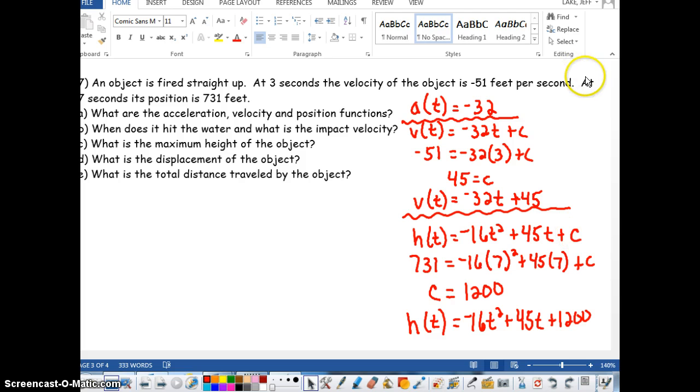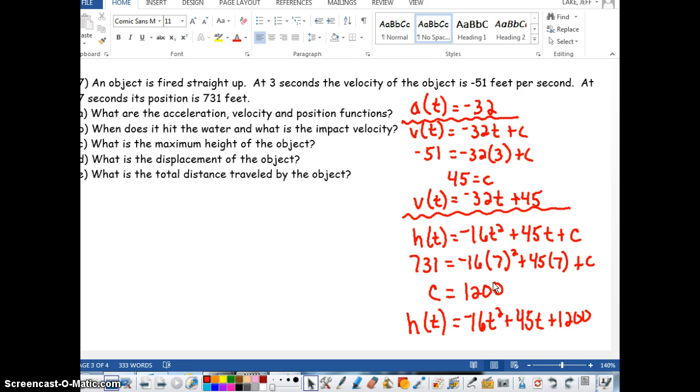Go back to the original problem. It says at 7 seconds, the position is 731. You take the 731, plug it in for position, the 7 in for the time. Remember, the t stands for time. And then solve, and you get 1200. And then again, replace that c. So you have your 3 equations now.